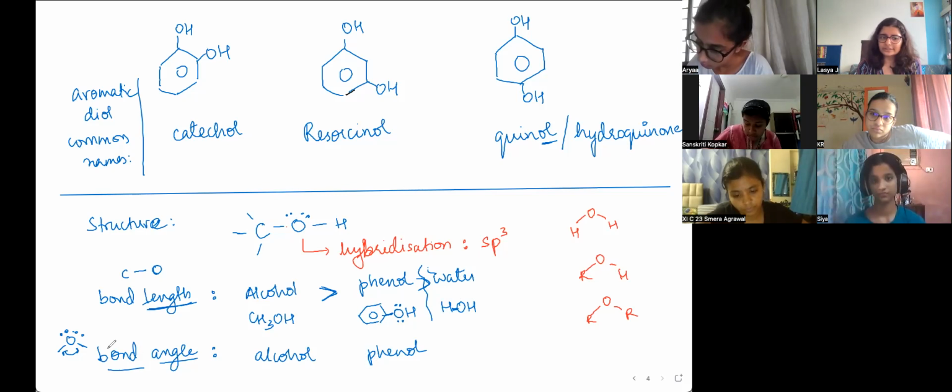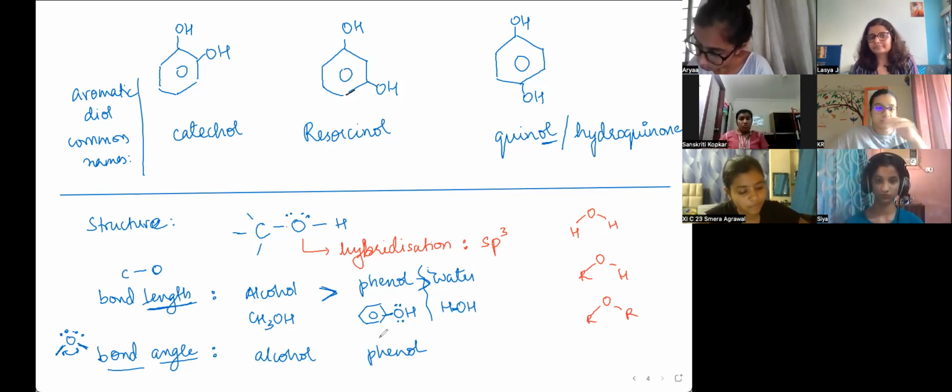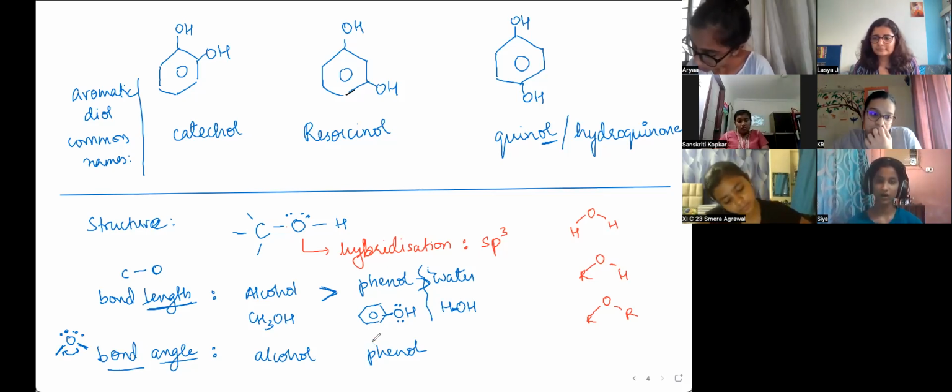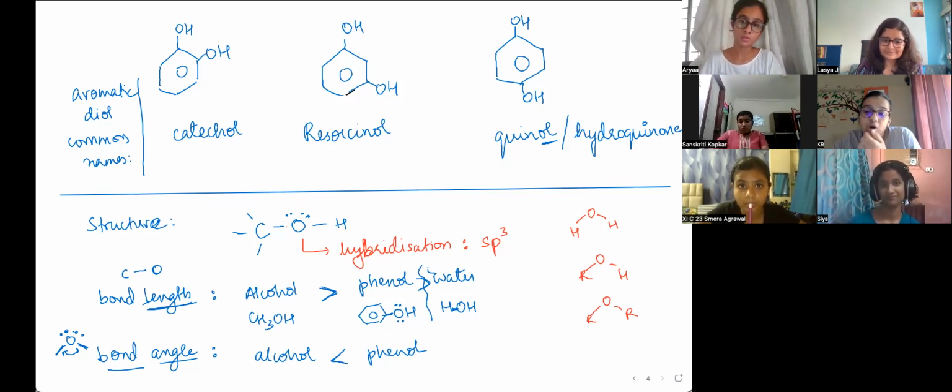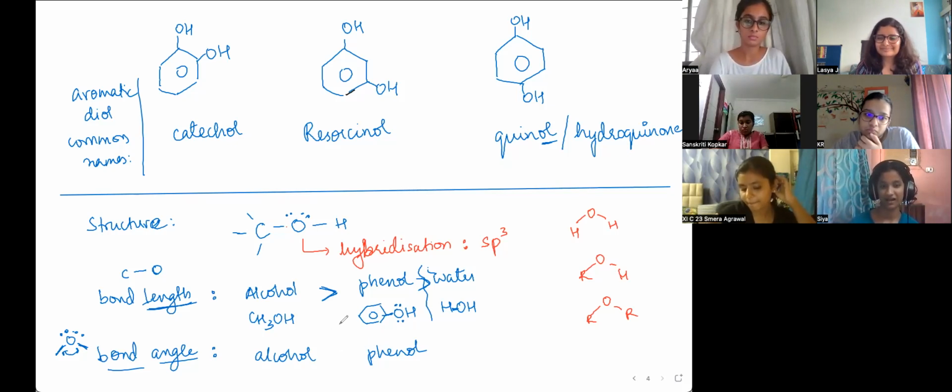And here we're looking at oxygen's bond angle, this particular bond angle. Will alcohol have more? Alcohol will have lower. And the reason? Because of more repulsions. Repulsions between? Lone pairs. They're both. So oxygen's lone pair.